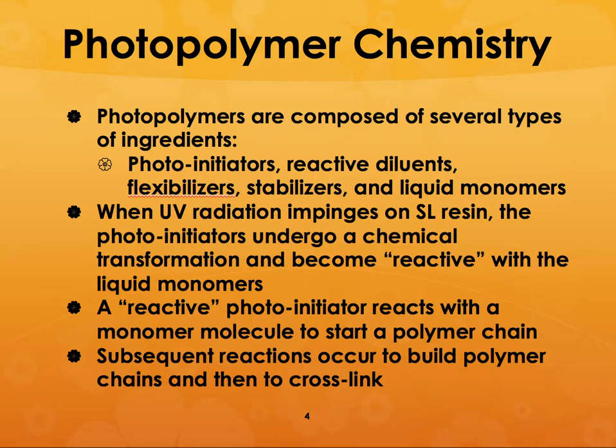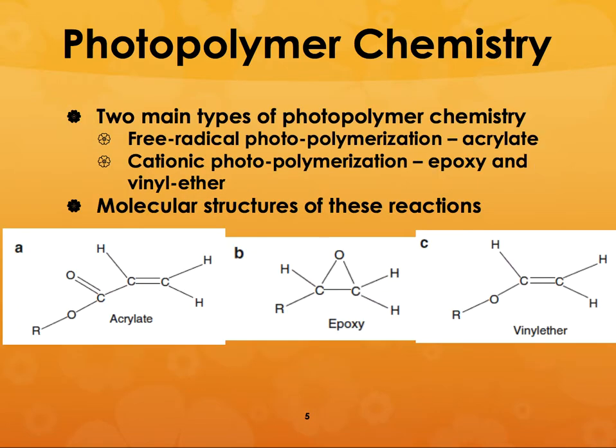So depending upon the type of reaction and chain that is formed, you get different kinds of properties. For example, you have two main types of polymer chemistry in these photopolymers. If you have acrylate, it undergoes what is called a free radical photopolymerization. If you have an epoxy type of resin, then you have a cationic photopolymerization, mainly in the case of epoxy and vinyl ethers. And these are the molecular structures of these reactions.